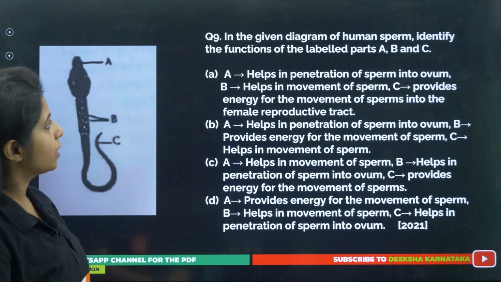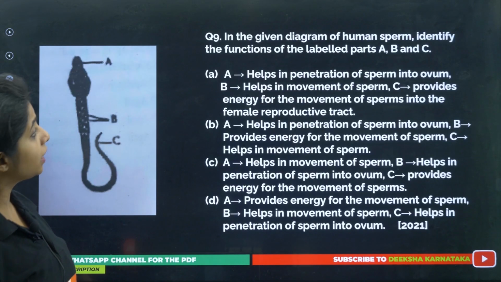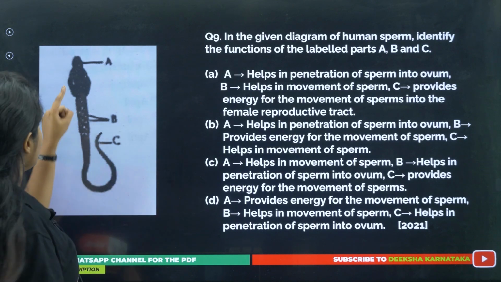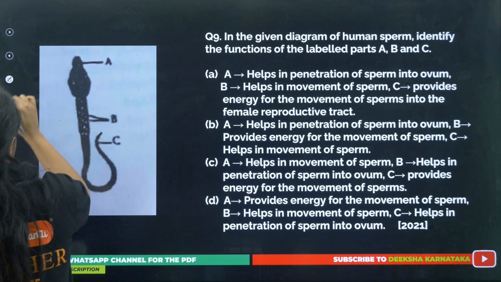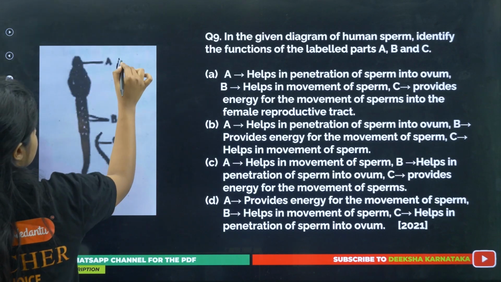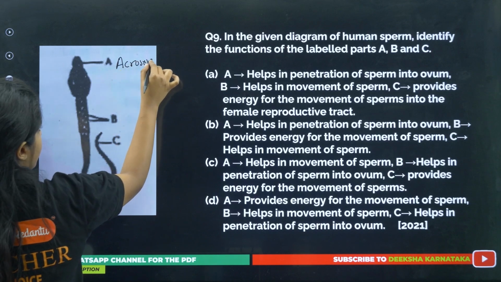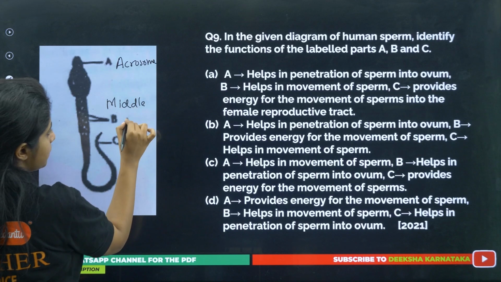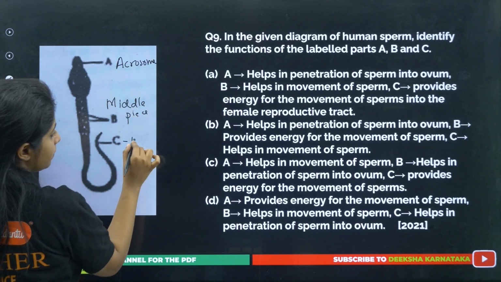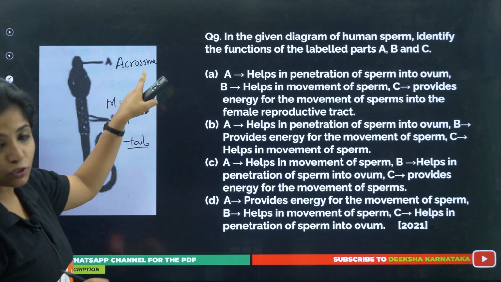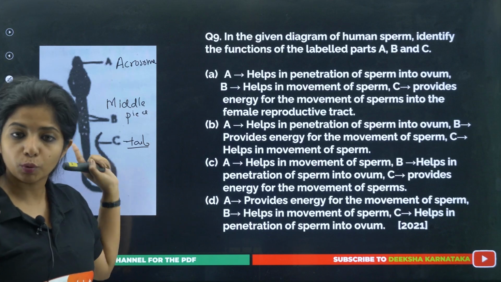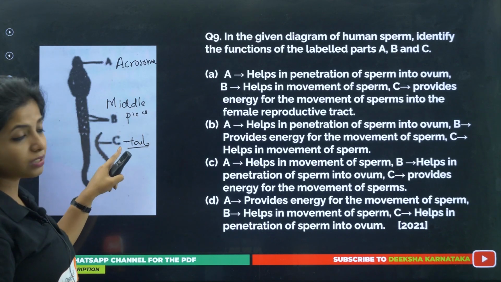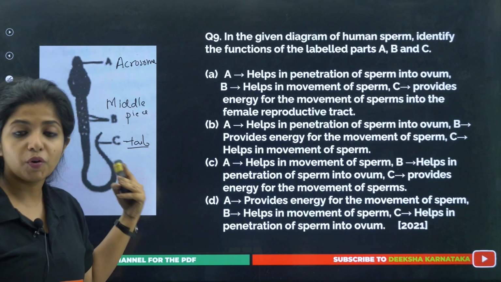Cool. Next question. In the given diagram of the human sperm, identify the functions of labeled parts A, B and C. So I already told you. A is basically the acrosome. B will be what? The middle piece. C will be what? The tail. So the acrosome helps in what? Penetration of the sperm into the ovum. The middle piece will be helping in providing energy to what? The C part, which is the tail, which gives sperm motility.